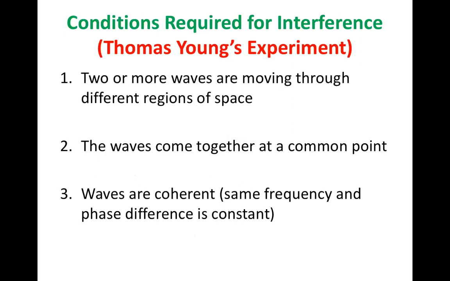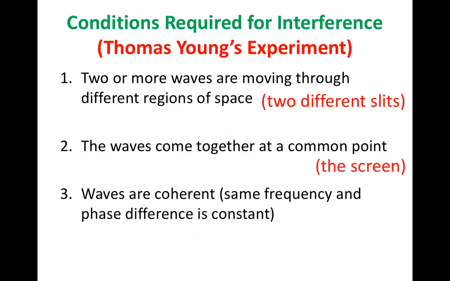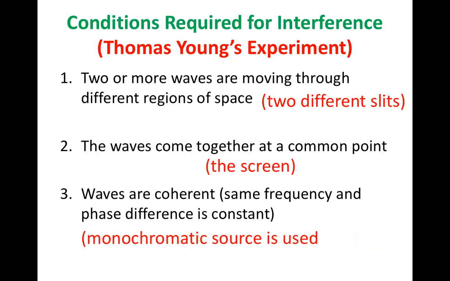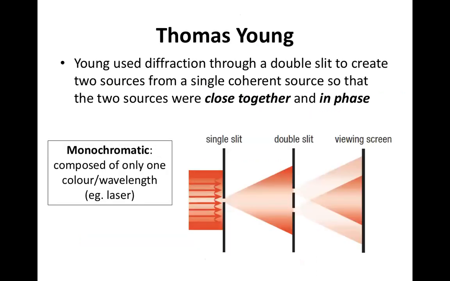So going back to those conditions for interference patterns, let's revisit it and check off how Thomas Young set up his experiment. He's going to use 2 different slits and a screen to capture the interference pattern, and he's going to use a monochromatic source of light so that the 2 waves are coherent. A monochromatic source, an example of it is a red laser. Monochromatic means composed of only one color or wavelength. So a laser is one way to accomplish that.